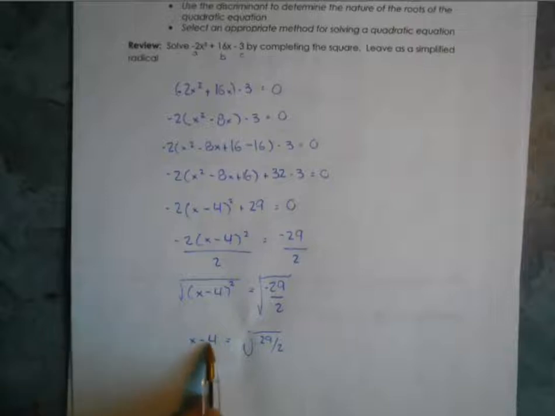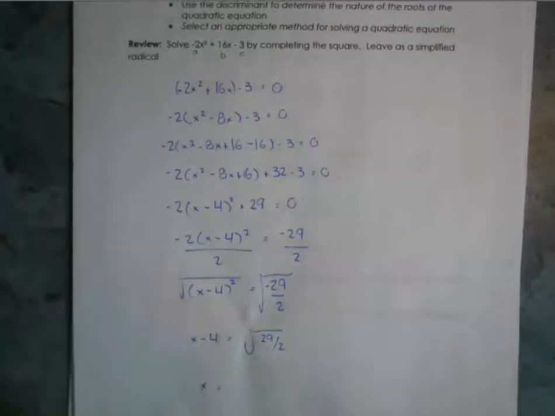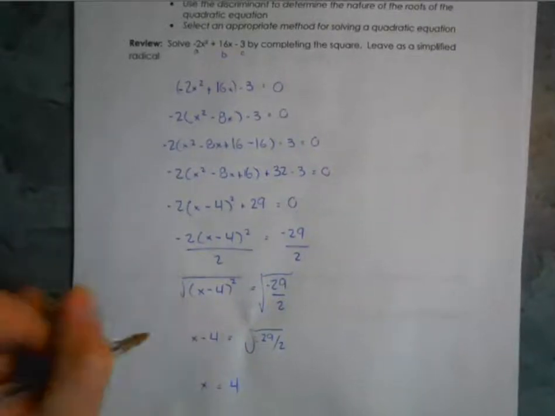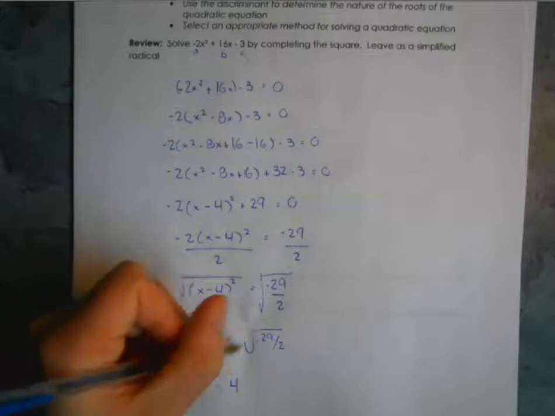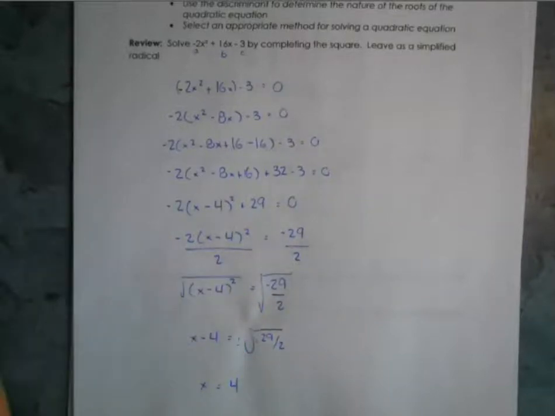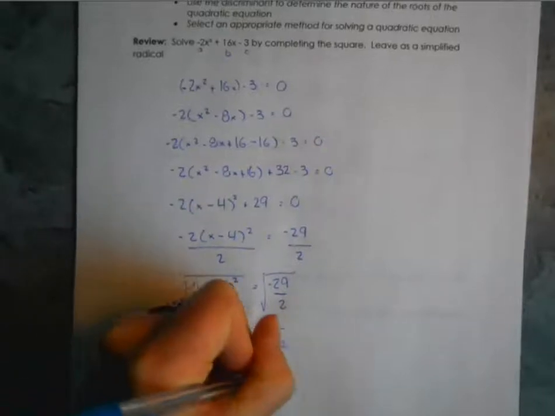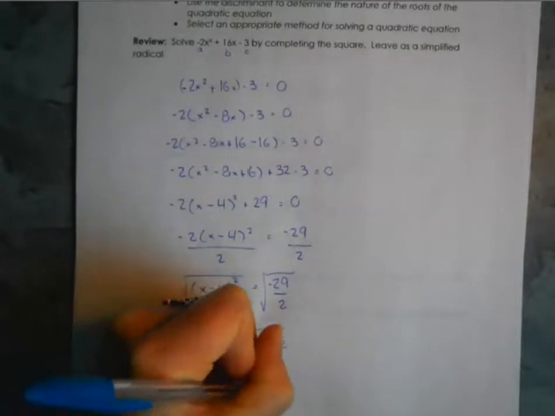And now to get x alone, the only thing left to do is to remove 4 from this side. So because it's being subtracted, we need to add it to the other side. So we can say x is equal to positive 4, right, because we're adding it. And then remember, with a square root, ultimately it's always either positive or negative. So it's going to be 4 plus or minus the square root of 29 over 2.